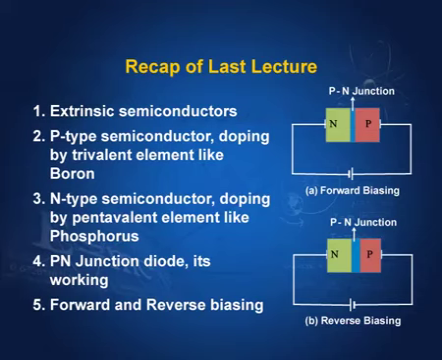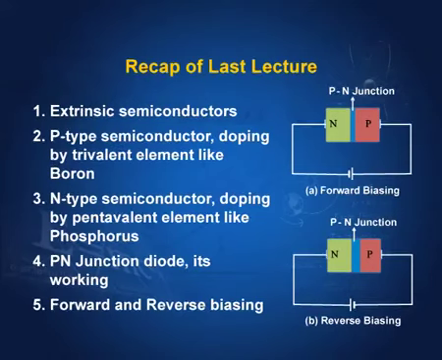In forward bias, a lot of current flows and the resistance of the p-n junction is very low. In the reverse bias, there is hardly any current flowing, and therefore, the junction offers a very high resistance. That is what we did last time. Now, we shall continue with the properties of this p-n junction.